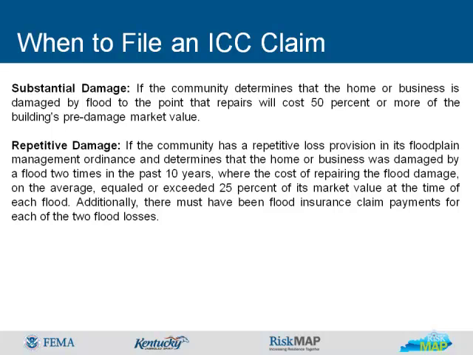If the community has a repetitive loss provision in its floodplain management ordinance and determines that the home or business was damaged by a flood 2 times in the past 10 years, where the cost of repairing the flood damage on the average equaled or exceeded 25% of its market value at the time of each flood, this is called repetitive damage. Additionally, there must have been flood insurance claim payments for each of the 2 flood losses.